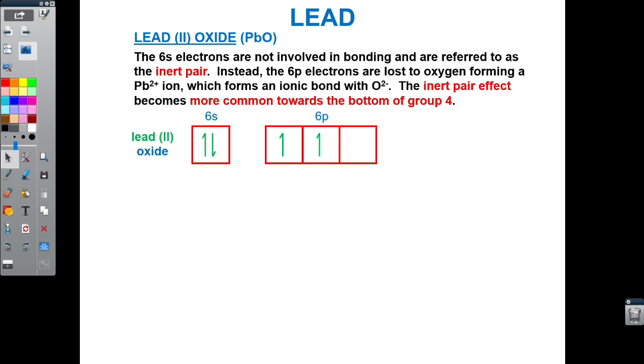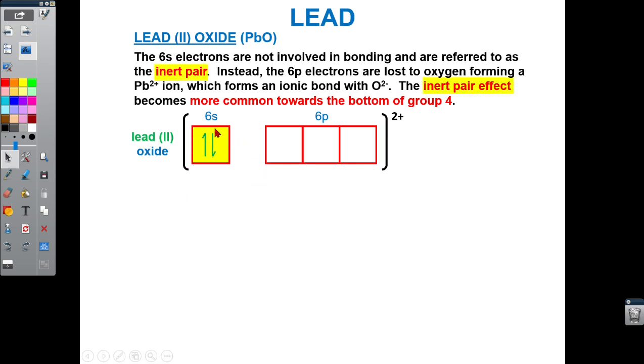Now, we're a long way away from the nucleus here, so it's more stable for lead to actually lose these 2 electrons completely. And in so doing, it forms a lead 2+ ion. Those electrons will be given to oxygen to form an O2- ion, and they will bond ionically, Pb2+ and O2-. And if you think about it, that makes sense. Lead is a metal at the bottom of group 4. Oxygen is a non-metal. Metals and non-metals will tend to form ionic compounds. And this is the stable situation for lead to be in with oxygen to form lead 2 oxide.